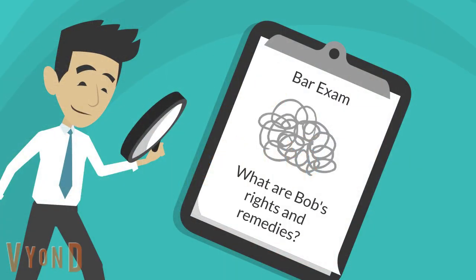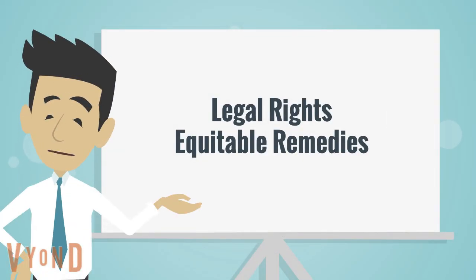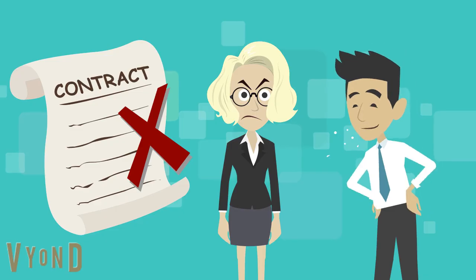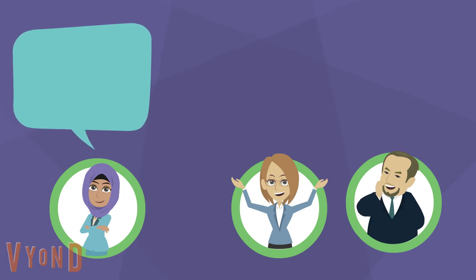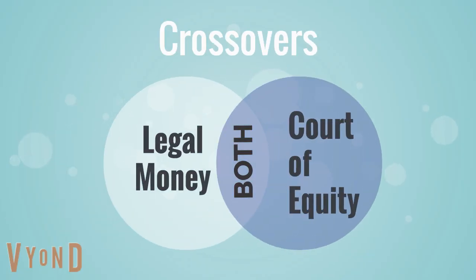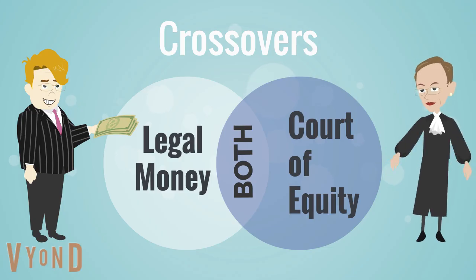Hello all. Have you ever seen a contract exam where the call of the question asks what are the non-breaching parties' rights and remedies? What they are actually asking for is what are the legal rights and equitable remedies. Remedies are a form of compensation or resolution when there has been a breach of a contract. In this video, there are 3 areas of remedies that we will cover, which are legal, equitable and quasi-contract. You will find a few that cross over between legal and equitable, so we will point those out as they occur. So let's start first with available legal remedies.